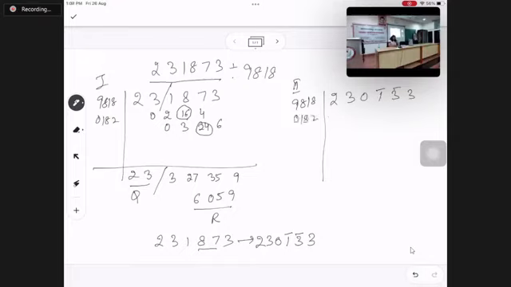Let us start again. The same method is the same. We put a slash here. First number as it is, 2. Again 2 into 0 is 0. 2 into 1 is 2. 2 8s are 16. 2 2s are 4.